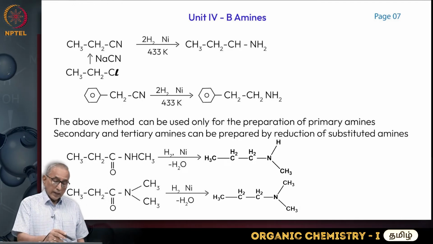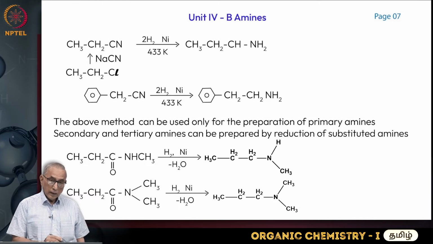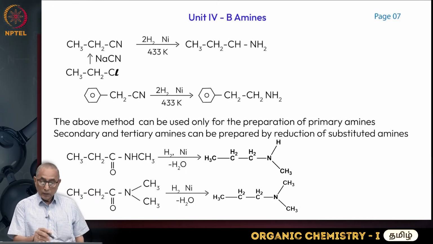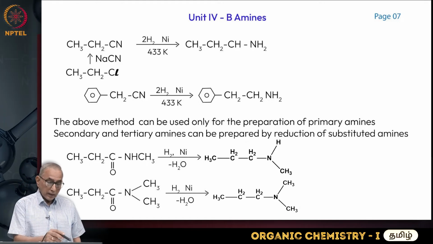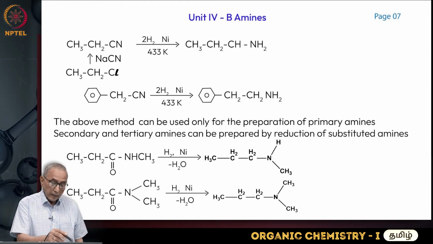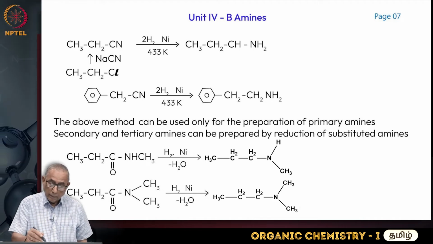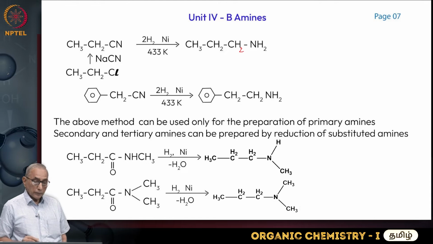This cyanide can be easily prepared from ethyl chloride reacting with sodium cyanide, and then you reduce it to form CH3CH2NH2. இதில் 2 carbon இருக்கு. Cyanide add பண்ணா 3 carbon, it becomes a 3 carbon amine. Here you have CH2. This is called propylamine.